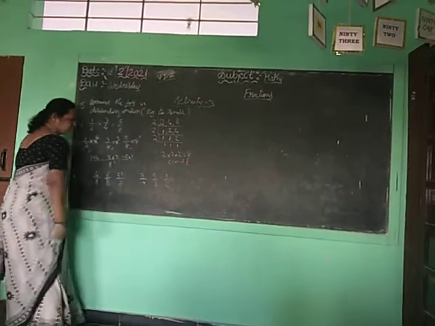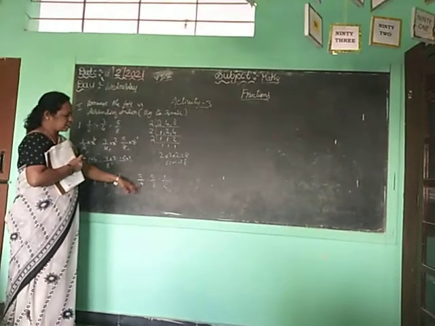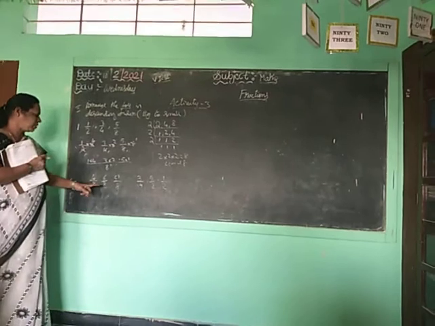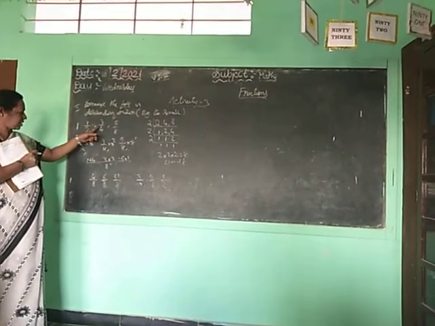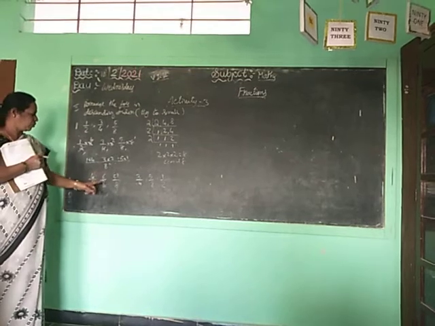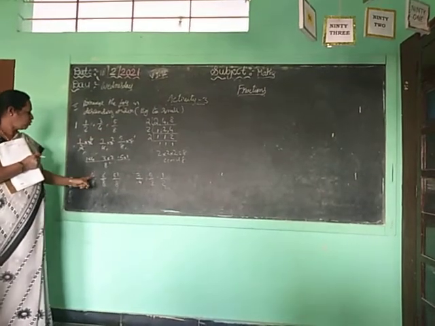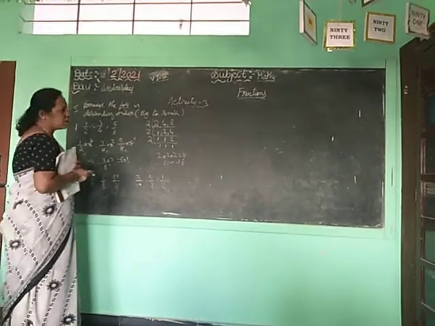So this is descending order, children. The fractions are arranged in descending order. Descending order means big number to small number. See, which is big here? 6 by 8. 6 by 8 is what? This fraction, 3 by 4. Next is 5 by 8, this one. Next is 4 by 8, that is 1 by 2. This is arranged in descending order.